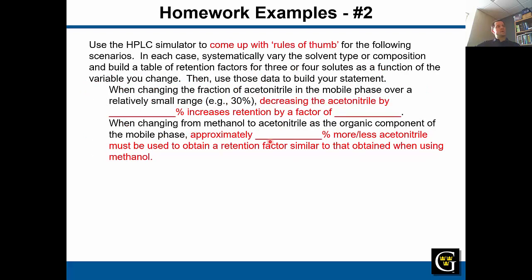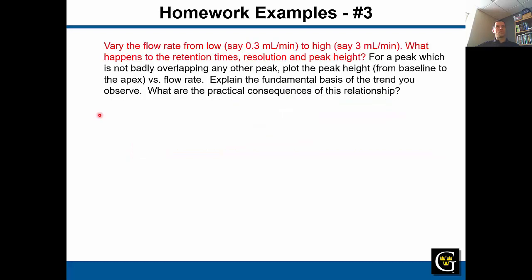In the second example here, practicing chromatographers carry around in their minds lots of rules of thumb. The one that we're getting at here is that for every 10% change in acetonitrile in the mobile phase, the retention factor of a compound will change by about a factor of 2. So this asks the students to collect some simulated data and develop their own rule of thumb based on what they see in the readout from the program.